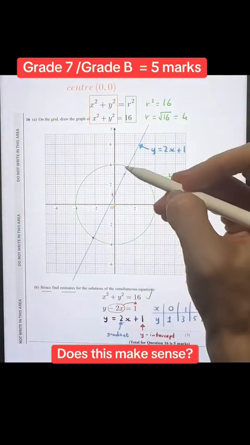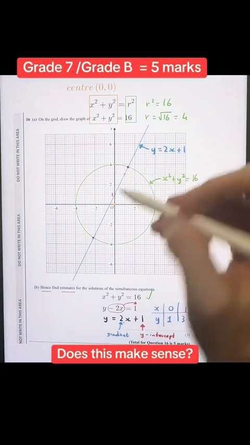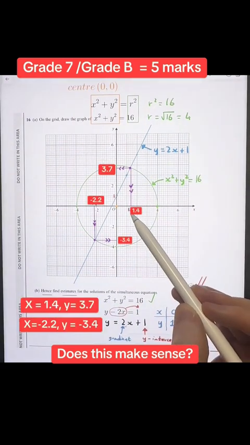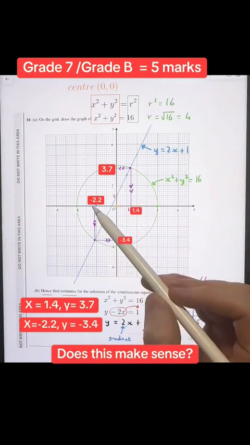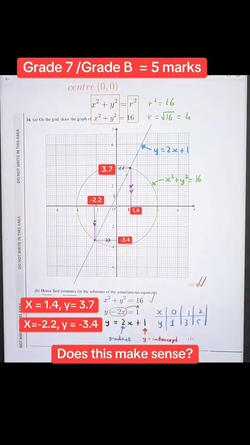Hence, my estimates are reading off my x and reading off my value for y. Hence, one estimate is when x is 1.4, y is 3.7. And my other estimate is when x is negative 2.4, y is negative 3.4.